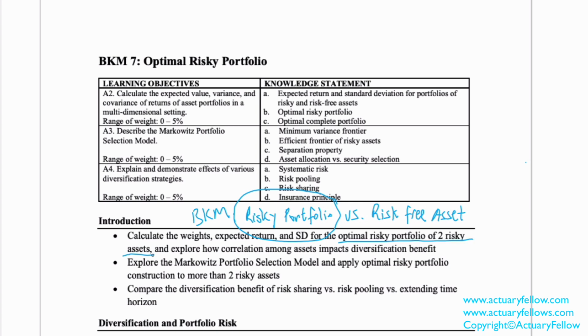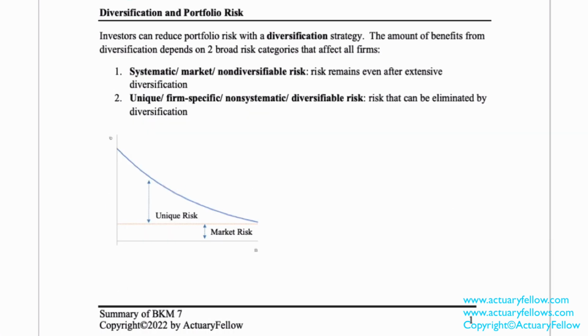Calculate the weights, expected return, and standard deviation for that portfolio. And then we will look at how correlation among assets impacts diversification benefits. Second, we'll look at the Markowitz portfolio selection model, creating an optimal risky portfolio with more than two risky assets. Last, compare the diversification benefits of risk sharing, risk pooling, and extended investment time horizon.